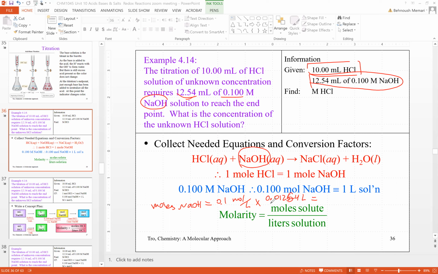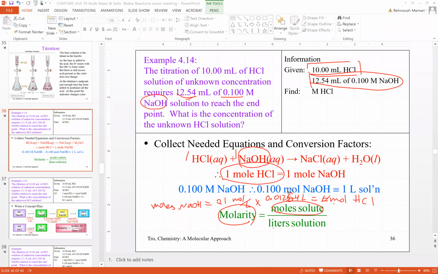Whatever you find here as the moles of NaOH is going to be equal to the moles of HCl, because based on the balanced equation, 1 mole of HCl reacts with 1 mole of NaOH. Now, if we have the moles of HCl, which is the moles of solute, and we have the liters, which is the 10 milliliters divided by 1,000, we can find the molarity. So that's how you would approach it.